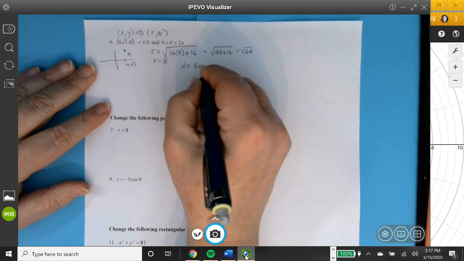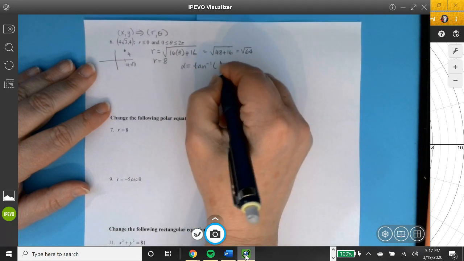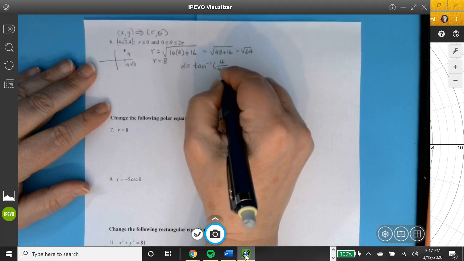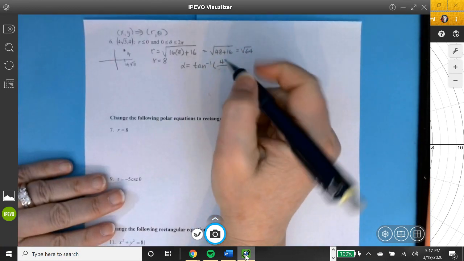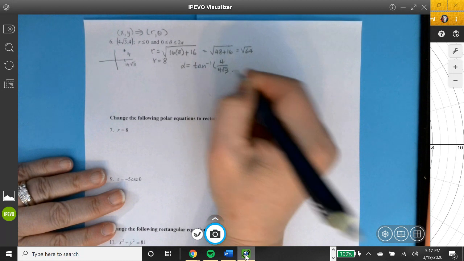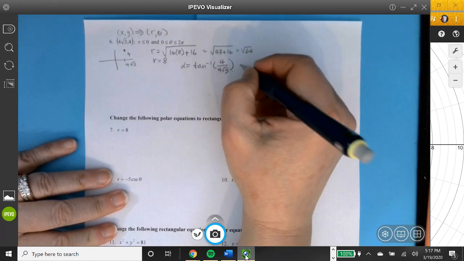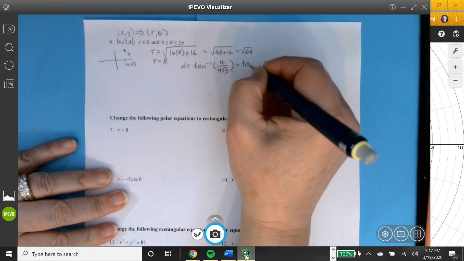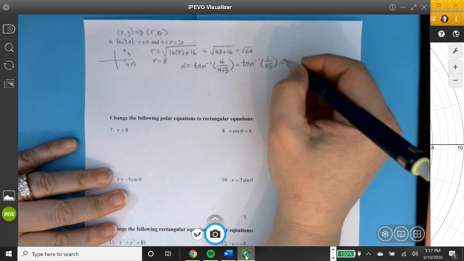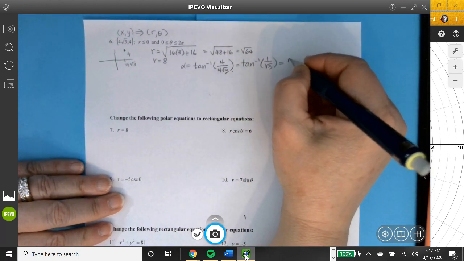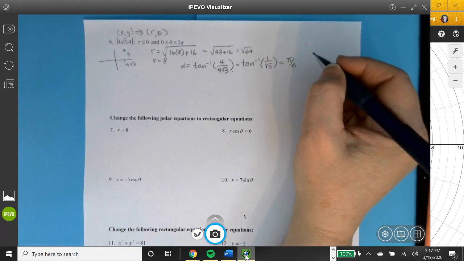All right, and let's figure out what alpha is. Alpha is going to be inverse tangent of 4 over 4 root 3, which is inverse tangent of 1 over root 3, which happens to be inverse tangent of root 3 over 3, which is pi over 6. So it's the pi over 6 angles.